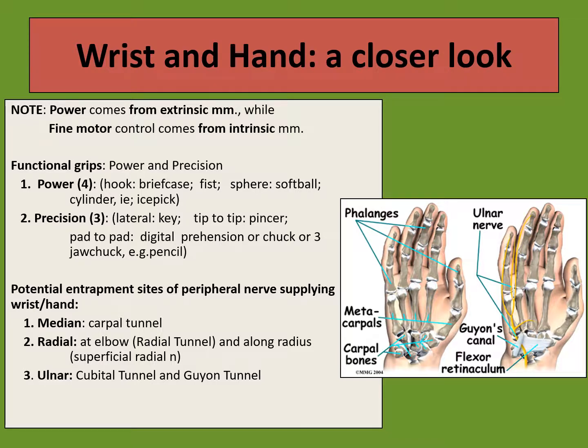The radial nerve, which is going to be along the dorsum of the hand, is what it supplies sensory-wise, and motor to the extensors. It can have entrapment at the radial tunnel at the elbow. And then the ulnar nerve, which is going to be the 5th digit and half of the 4th on the palmar surface. A common site for entrapment or irritation is the cubital tunnel at the elbow, or Guyon's tunnel at the wrist.